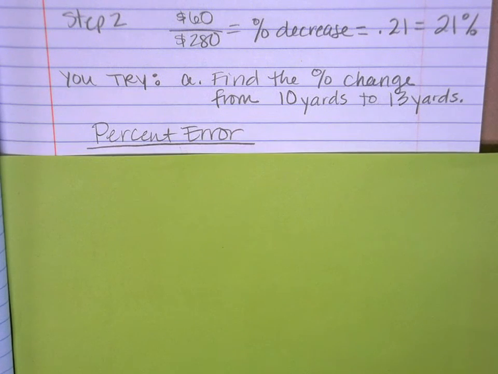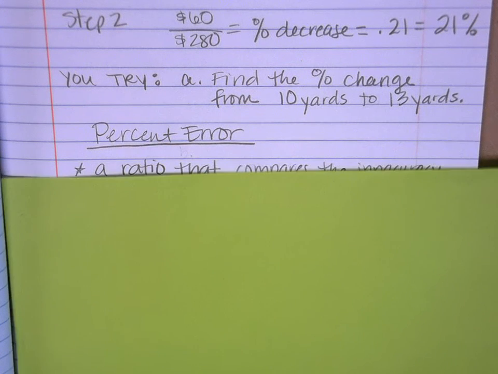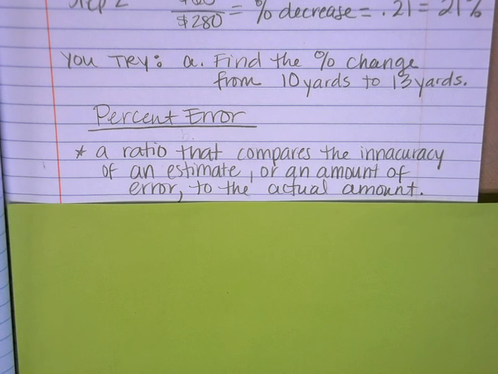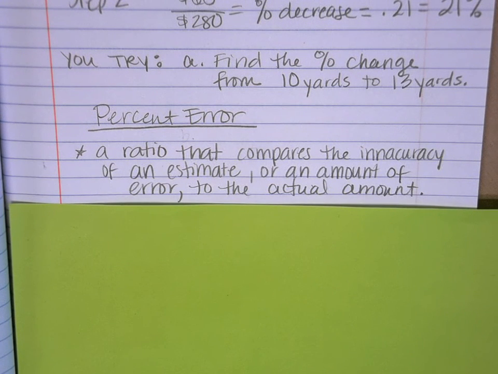Percent error. You guys heard that before, percent error? Yeah. You hear it around election time when they're starting to get in the votes, right? And they'll say so-and-so is up by 1.5%, but maybe there's a 0.5% error in calculations, right? You'll hear that. You'll hear it when they're estimating things, okay? So percent error is a ratio that compares the inaccuracy of an estimate or an amount of error to the actual amount. So it's another ratio.